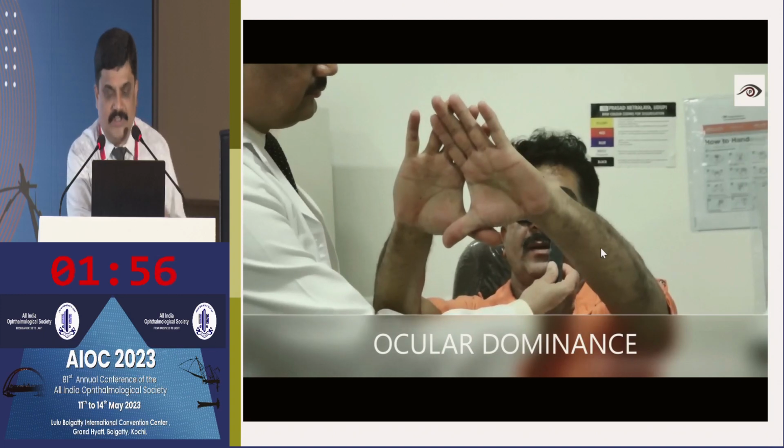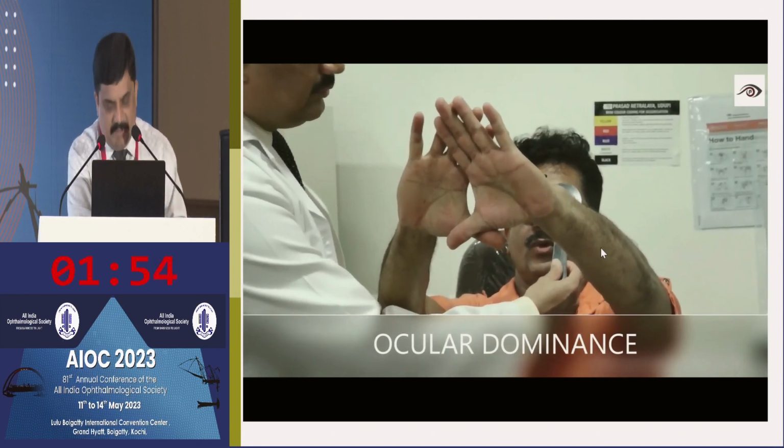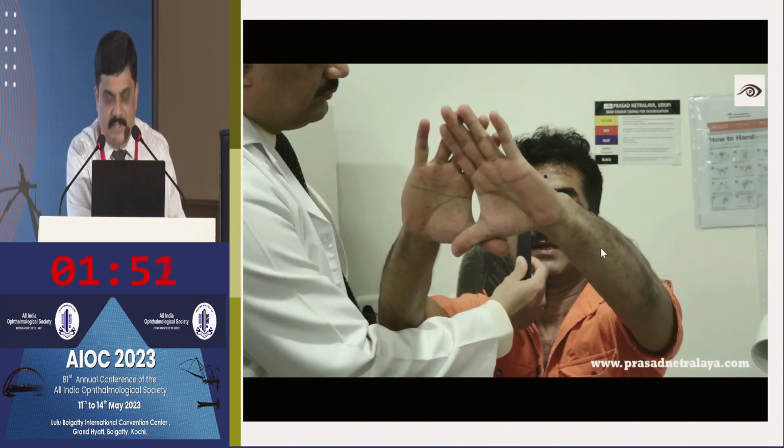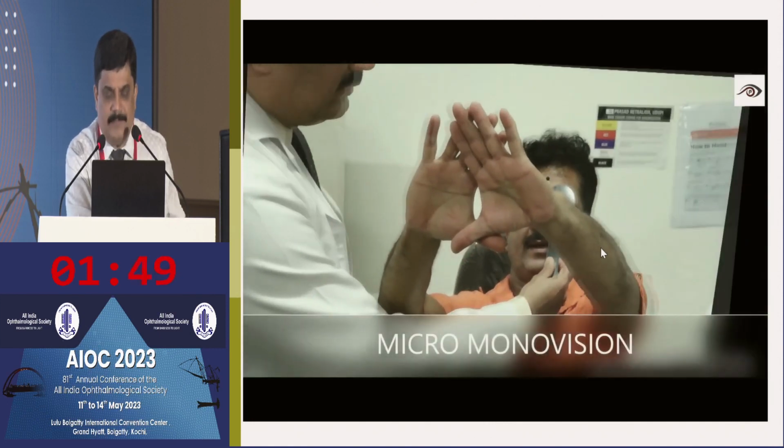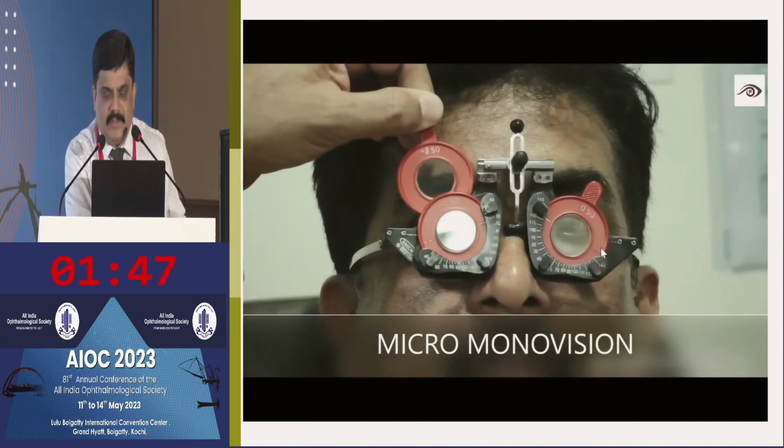You can cross-check by closing each eye. Make sure that you know exactly which is his dominant eye. Once you know which is his dominant eye, then for the non-dominant eye, normally you add plus 1.5 diopter. That test is called micro-monovision.